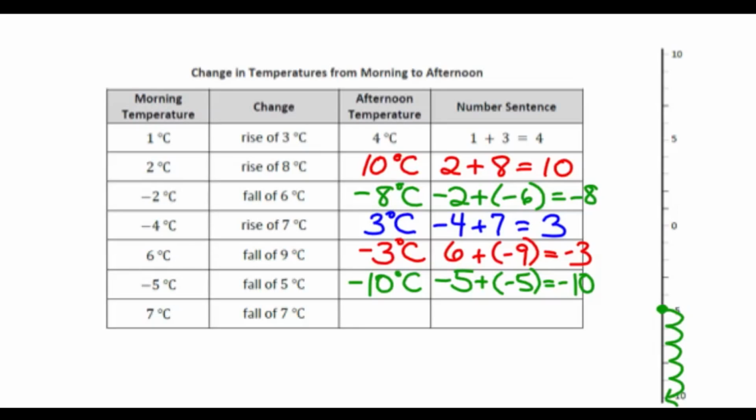And last but not least, we're starting at 7 and we're falling by 7. So we're starting at the number positive 7. We're falling by 7, means we're going down by 7. And notice we're at 0 degrees. So that equation would be 7 plus negative 7 is 0.